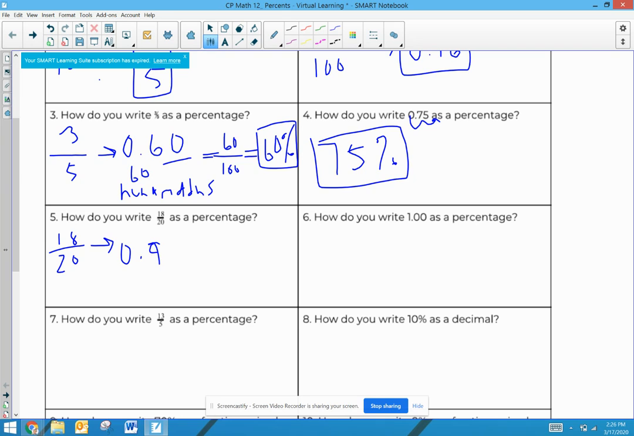0.9, that's a 9. We can put that other 0 there. And then the trick that we saw in number 4 was I could just take that and move the decimal point over twice to make that a percent. 90%.